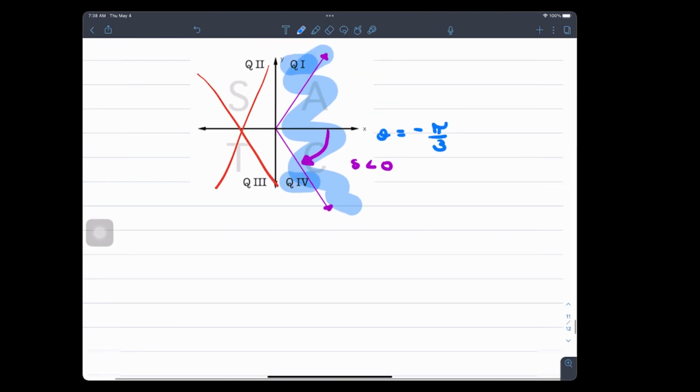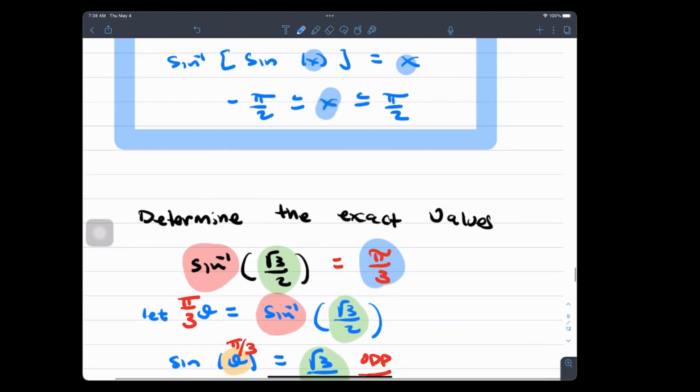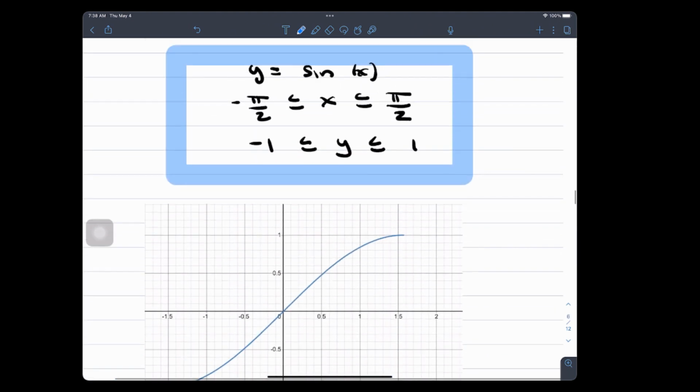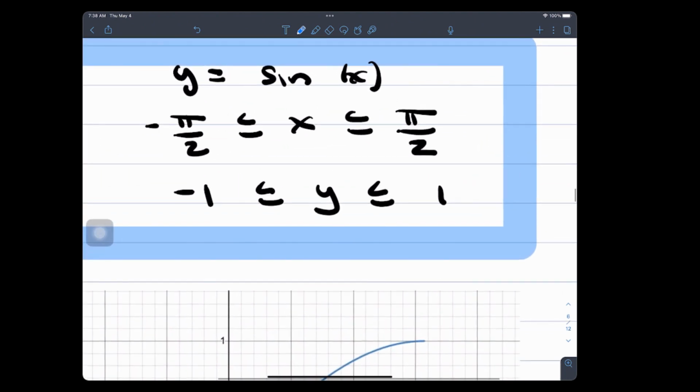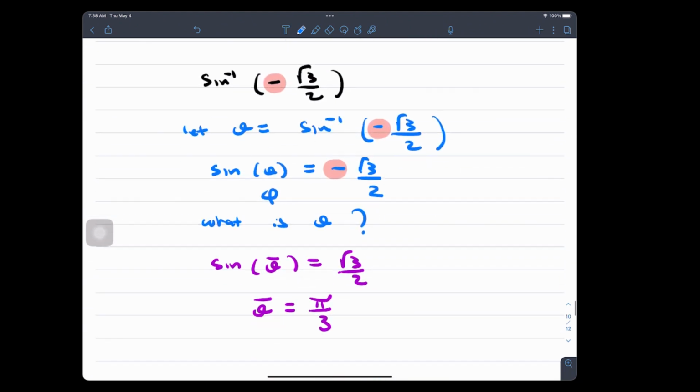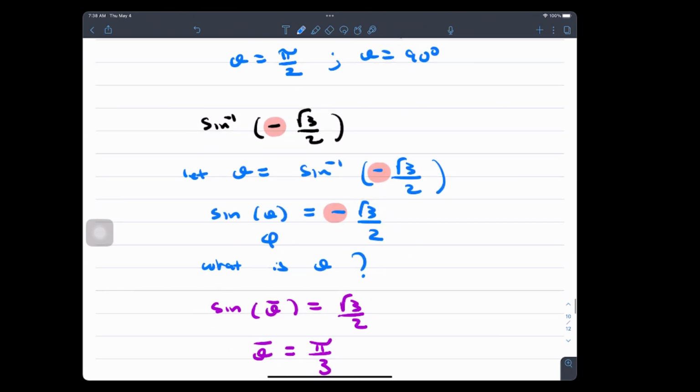Why? Because how did you define sine? Remember we restricted the domain for sine? Go back up here. Sine is good only for these values. This is the theta we're talking about. So 0 to pi over 2 is quadrant 1, and negative pi over 2 to 0 is quadrant 4. We're going to have to focus on these negative angles now, and that's fine because they're coterminal. So this would be negative pi over 3. So the final answer, where is it at? Right here. It's negative pi over 3.